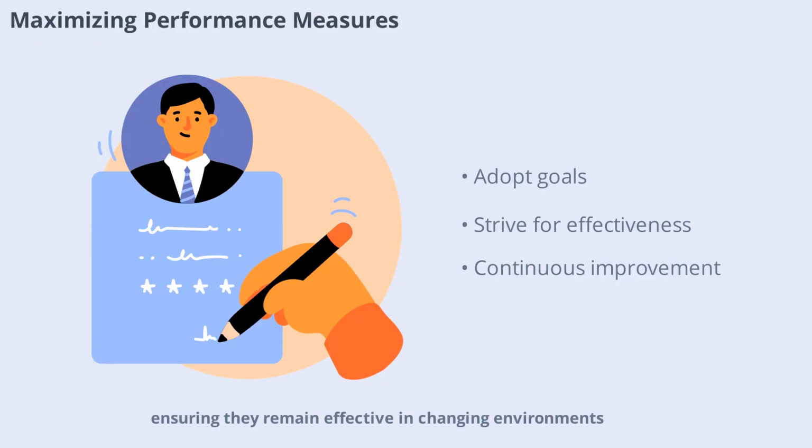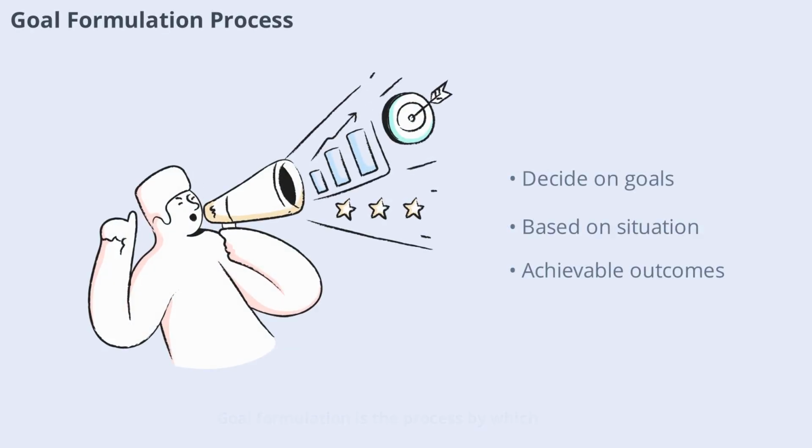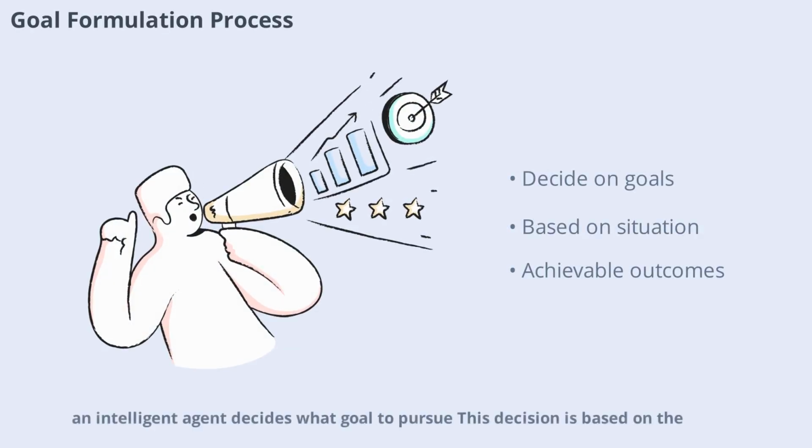Goal formulation is the process by which an intelligent agent decides what goal to pursue. This decision is based on the agent's current situation and its performance measure. By carefully selecting goals, agents ensure their efforts are directed toward meaningful and achievable outcomes.